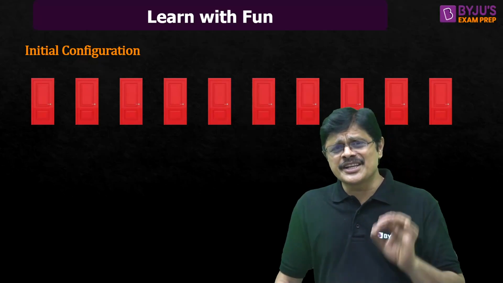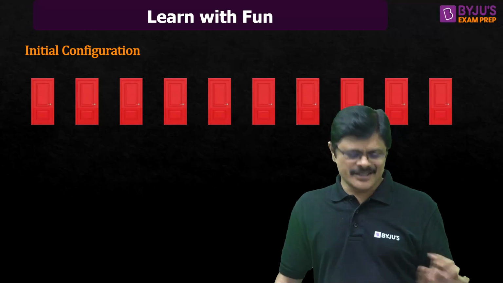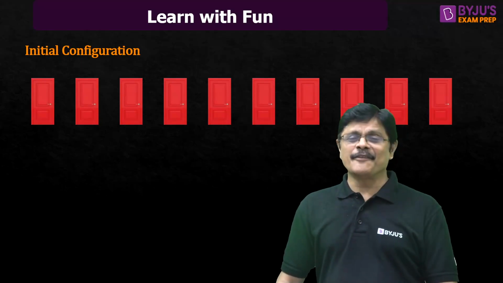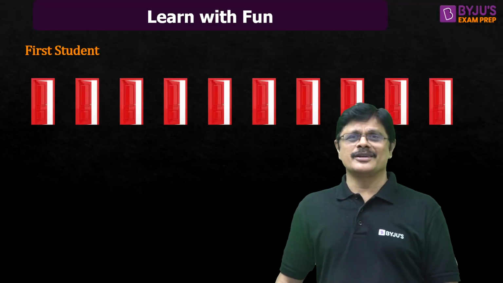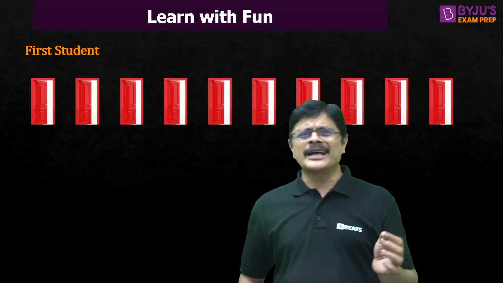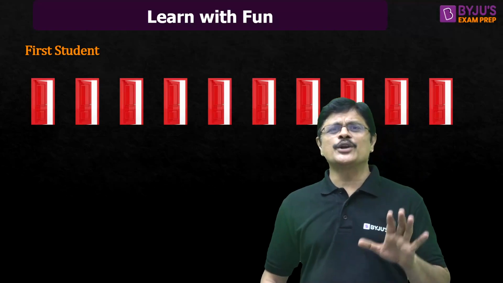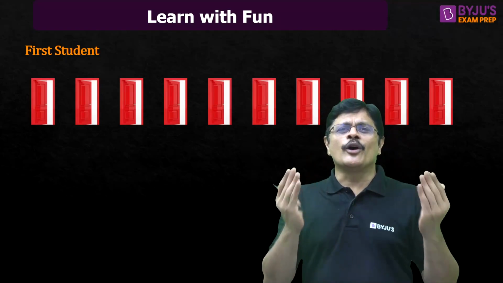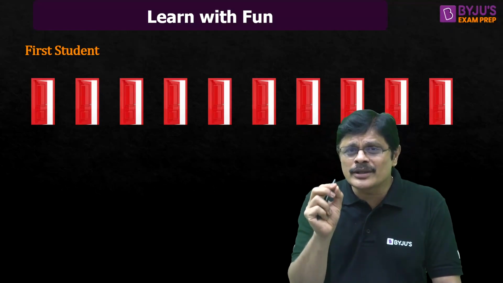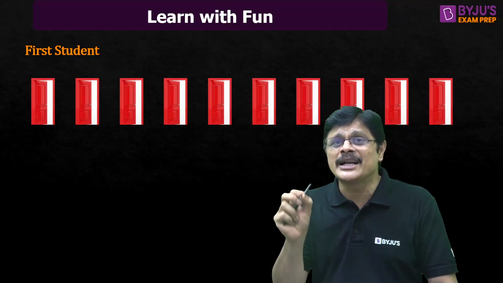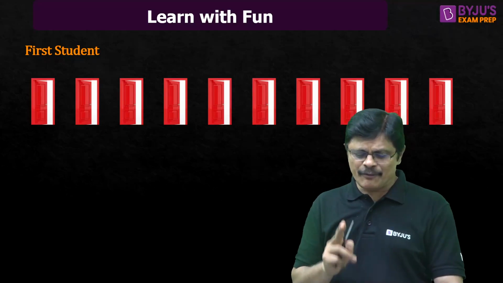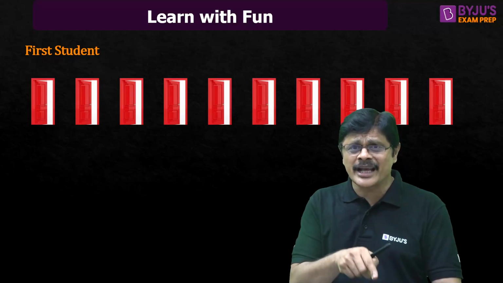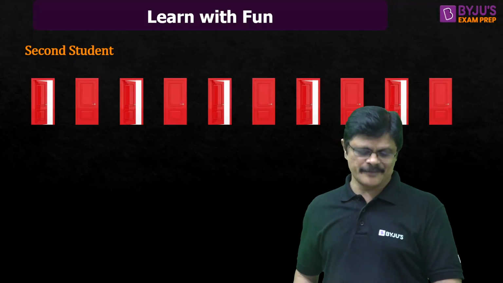10 doors which are initially closed and there are 10 students. First, initially all the doors are closed. The first student will open all the doors. So here we call it toggle. The first student toggles all the doors. That is, initially they are all closed, so he opened all the doors. The second student toggles the doors whose numbers are multiples of 2. That is, the second, fourth, sixth, eighth and 10th door. Here they are opened, so he closes them.